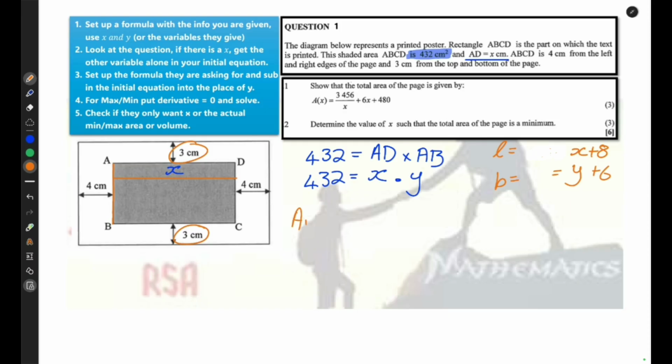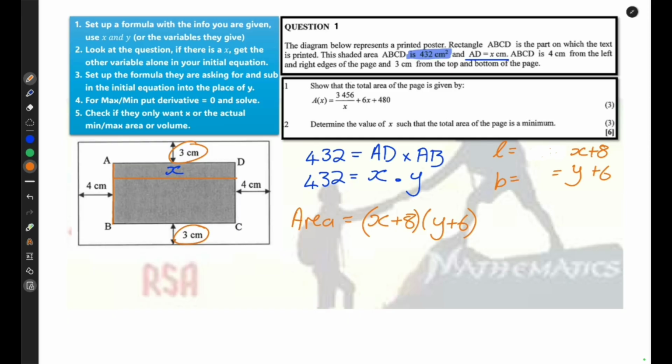So I'm going to say area is equal to the length, which I saw was x plus 8, and then the breadth, which I saw was y plus 6. Now I have a little problem, and that is what I said with step 2. If I look at the formula, there's no y in that formula.